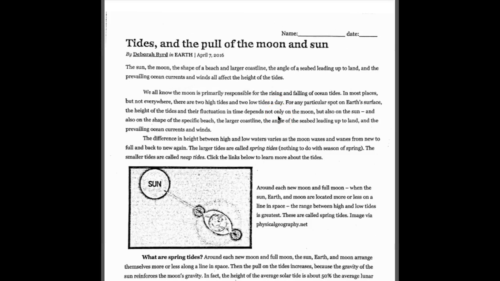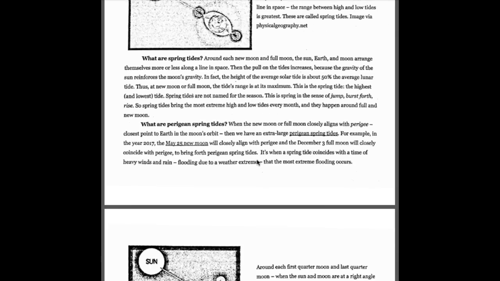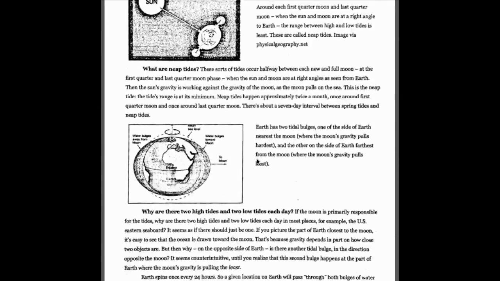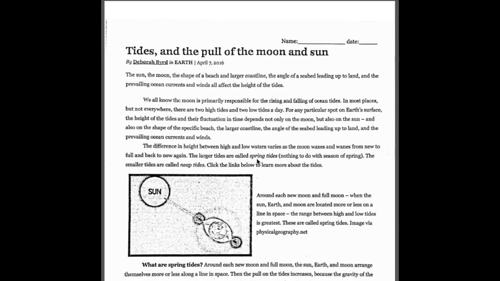The first activity that we'll be working on today is tides and the pull of the moon and sun. The first thing I want you to do is to number the paragraphs 1 through 11. I do count the side paragraphs next to the images as paragraphs, so make sure you count those as well. And like I said just a second ago, you'll find that there are 11 of them.